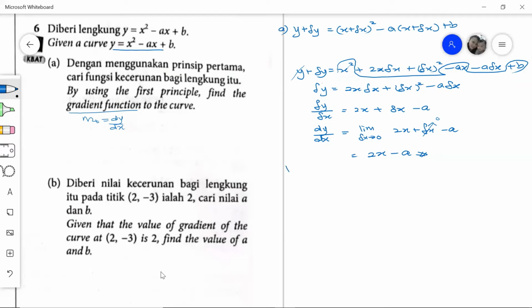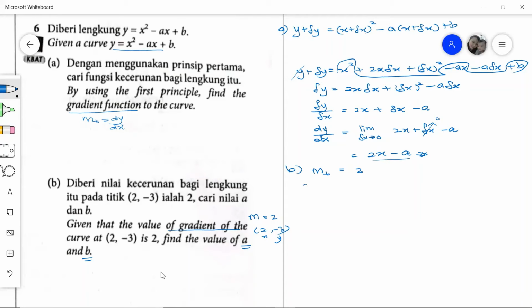And in part B, given that the gradient of the curve is 2 at the point (2, -3), so this is the x and this is the y, we need to find the values of a and b. By using the gradient function in part A, we know that the gradient of the tangent at (2, -3) is 2. The gradient of the tangent is 2x minus a.